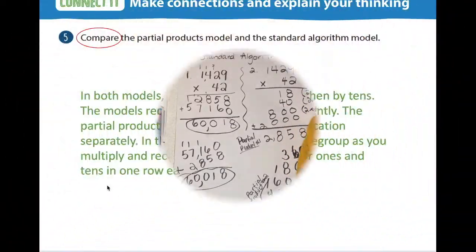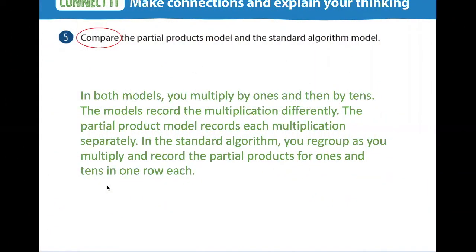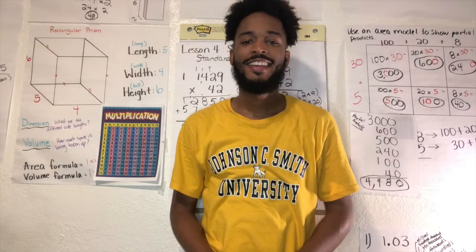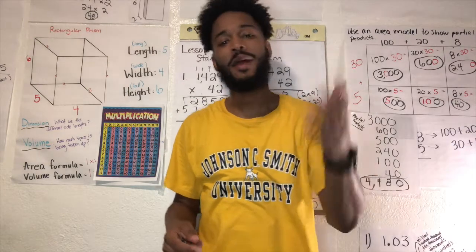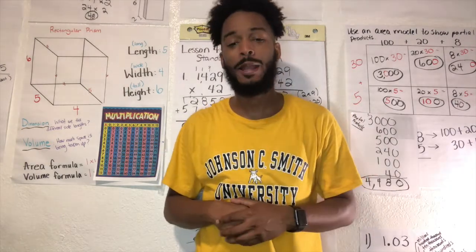In both models, you multiply by ones and then by tens. The models record the multiplication differently. The partial product model records each multiplication separately. In the standard algorithm, you regroup as you multiply and record the partial products for ones and tens in one row each. Thank you so much for that comparison, Ms. D. I really appreciate it.